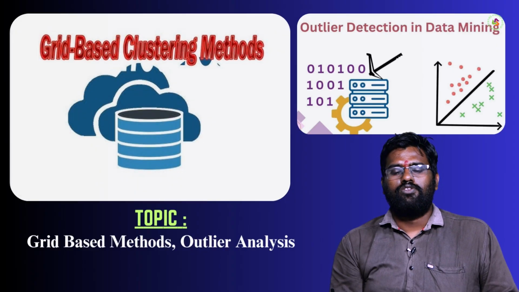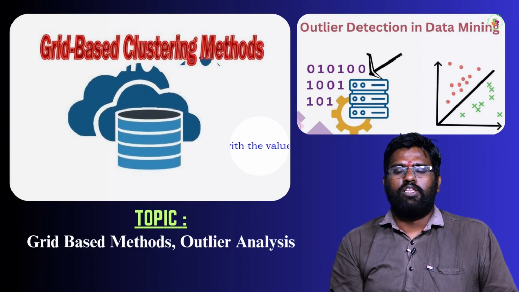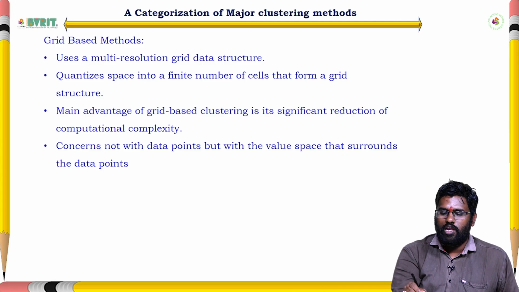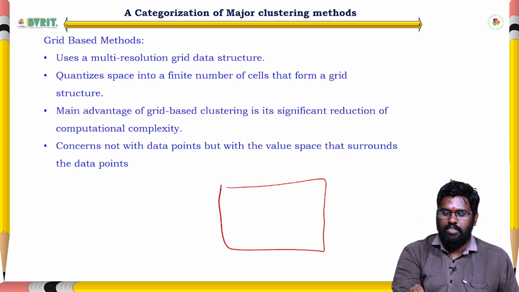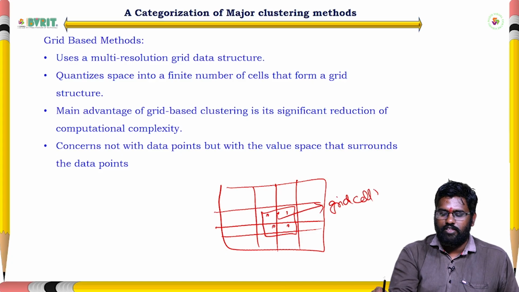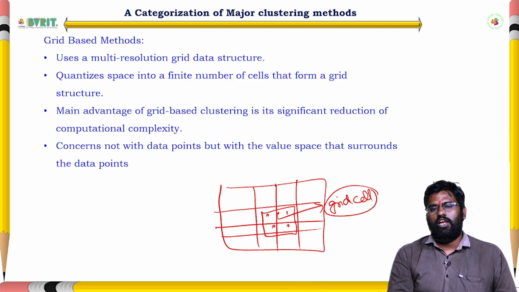Today we have to discuss grid based methods and outlier analysis. I will show you one by one what a grid based method is. We show the data in the form of a grid structure, just like points in the form of cells. All the points are taken in the form of cells, and within those points we define the grid. This is called the grid method, or grid cell.